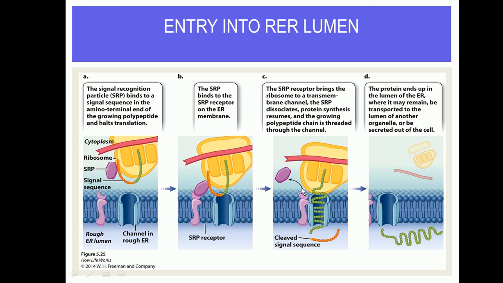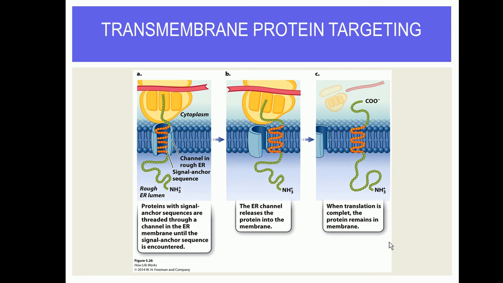So once this SRP leaves this receptor, the translation process will start again, and this polypeptide chain will enter this channel, and it will enter the lumen. The signal peptide will be cleaved. The protein ends up in the lumen of the ER, where it may remain, be transported to the lumen of another organelle, or be excreted out of the cell. This is the way these peptides enter the lumen of the ER.